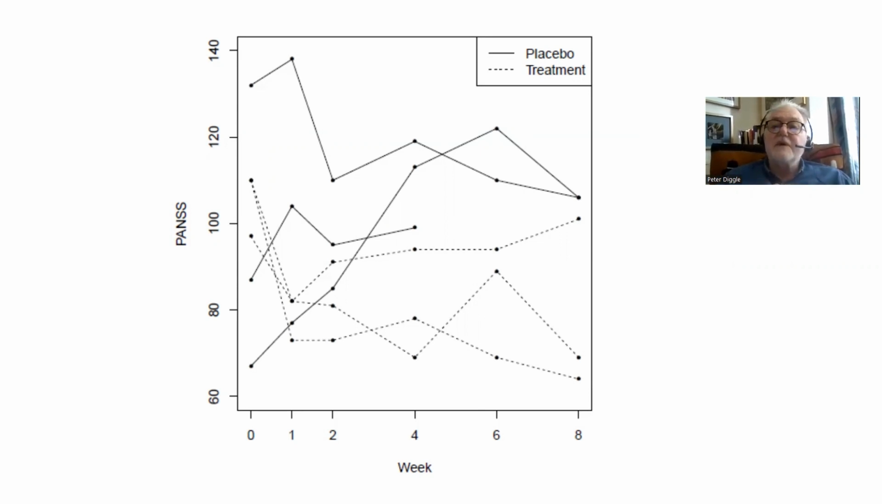Now we want to understand the variability in these data, and the first distinction we need to make is between systematic variation and random variation. And the systematic variation here is between the 2 treatments. And you can see that on average, the solid lines are higher than the dotted lines, not totally, but generally speaking. And that's perhaps not surprising, because you would hope that the active treatment would produce lower symptom severity than a dummy treatment.